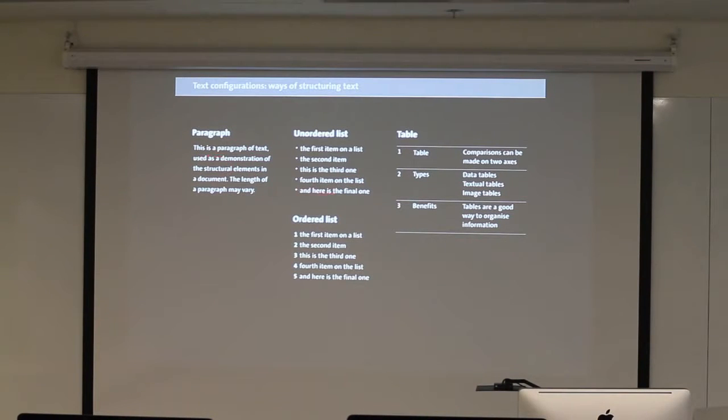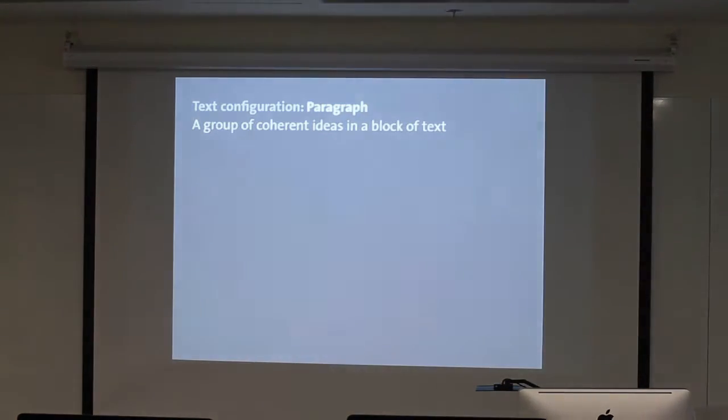You have a regular paragraph, you have lists that are unordered or ordered, so that ordered lists have a sequence. Unordered list doesn't have one, like a bullet. And then a table allows you to compare information in two axes, okay? So these are the very basic textual configurations. Okay? I'm going to show you each one.